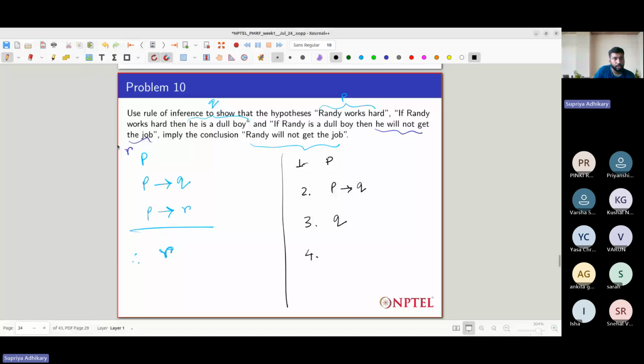So we have Q over here, and we also include this statement, Q implies R. And again, using modus ponens, we can include R over here. And this is nothing but the conclusion. So this is true. These hypotheses indeed conclude this conclusion R. So using the rule of inference, we can verify that.